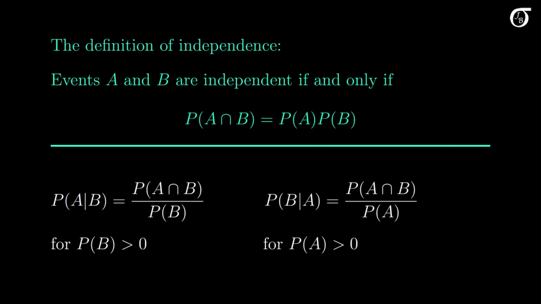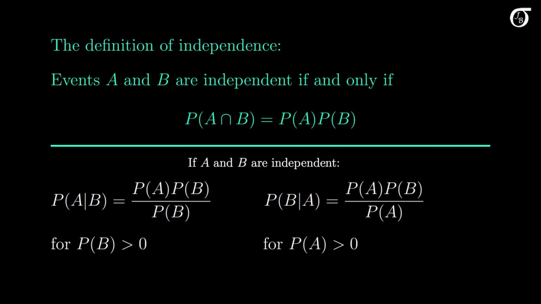When A and B are independent, the probability of the intersection turns into the product of the individual probabilities, like so. And when we cancel terms here and cancel terms here, we see that under independence, the probability of A given B equals the probability of A, and the probability of B given A equals the probability of B. Let's bring all those together.